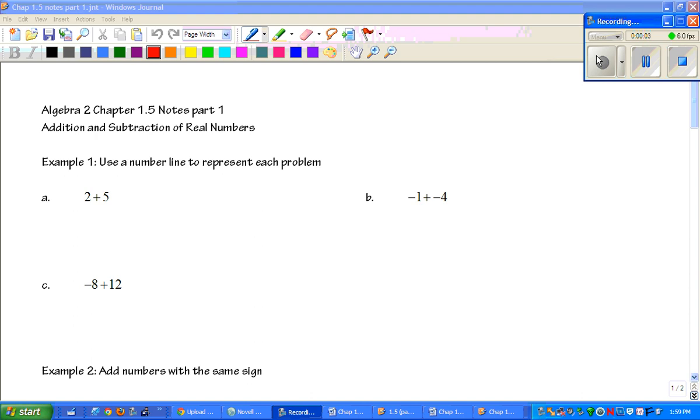Hey guys, this is Algebra 2, Chapter 1.5 Notes, Part 1. Today we're going to be talking about addition and subtraction of real numbers. Okay, so let's go ahead and get started.